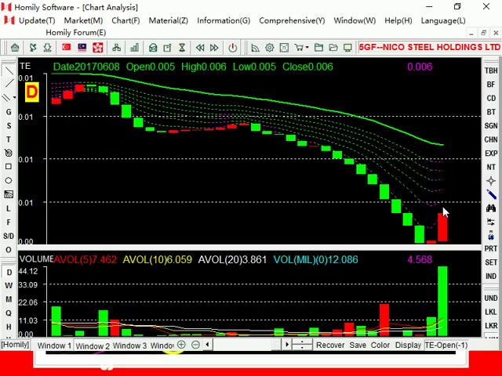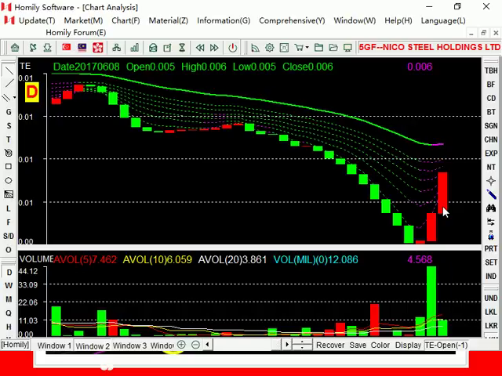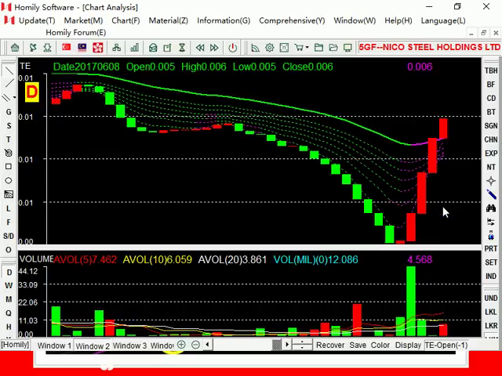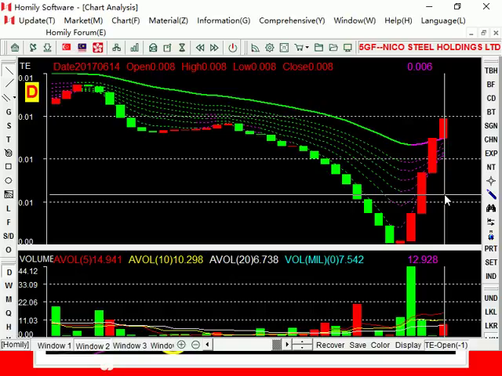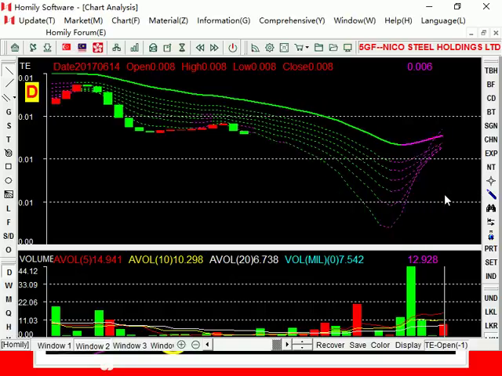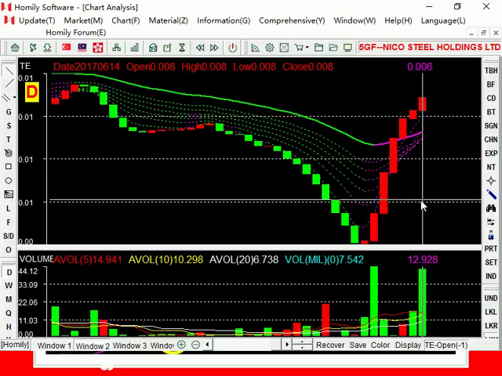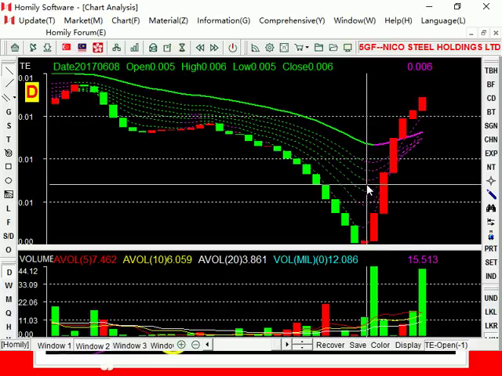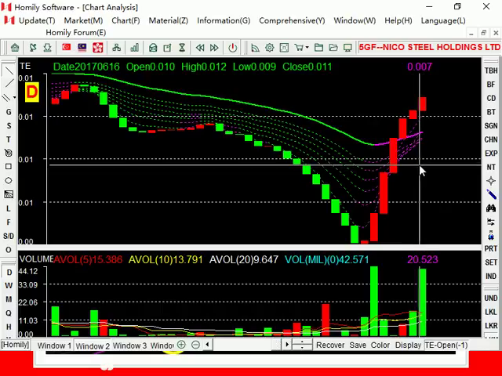Add some position or not? Yes, because at least the system has turned to purple. Then wait and see. Here, can we increase some position? Yes. Then we hold. So here we start to buy at 0.006. Now it's 0.011. You can earn around double profit, I think.